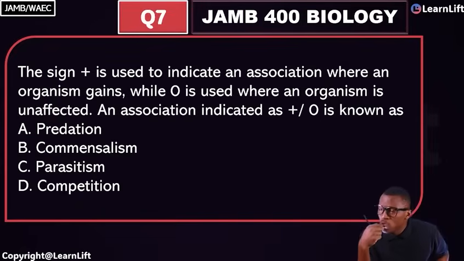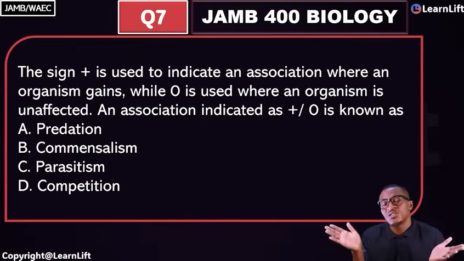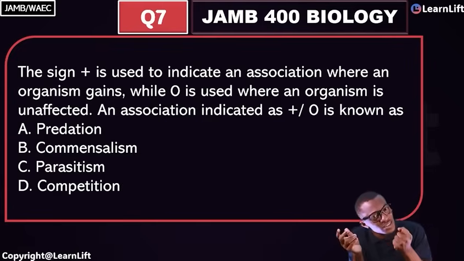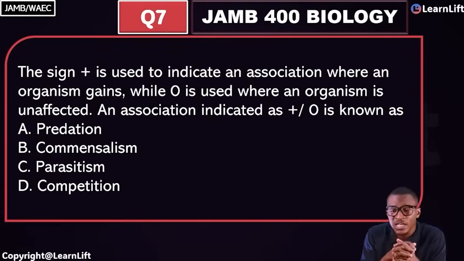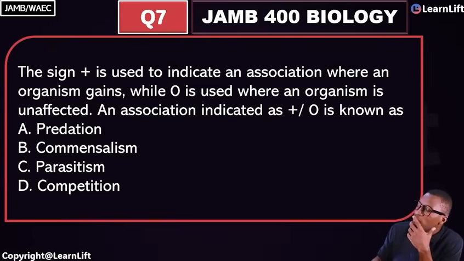Let's take another question. The sign plus is, we talk about this when we're talking about association in ecology. The sign plus is to indicate an association where an organism gains, while 0 is to indicate where the organism is not affected. What relationship is between plus and 0?